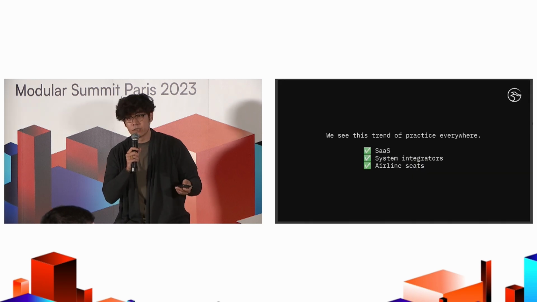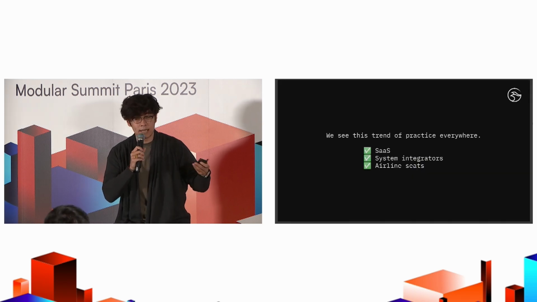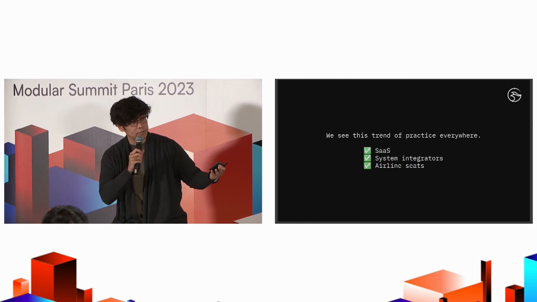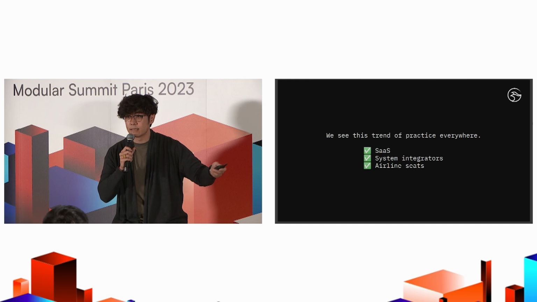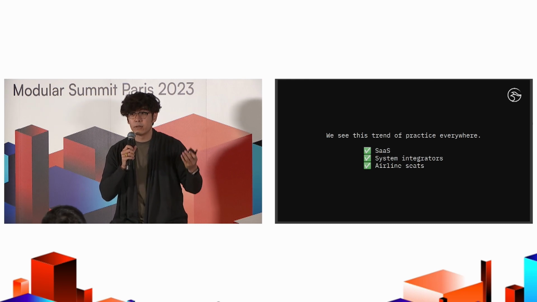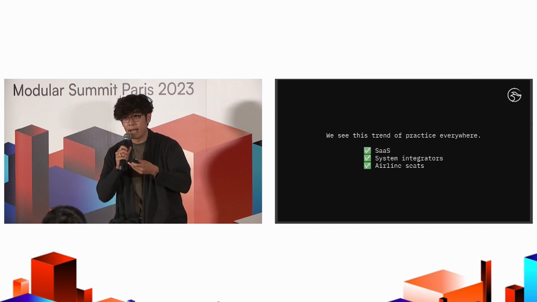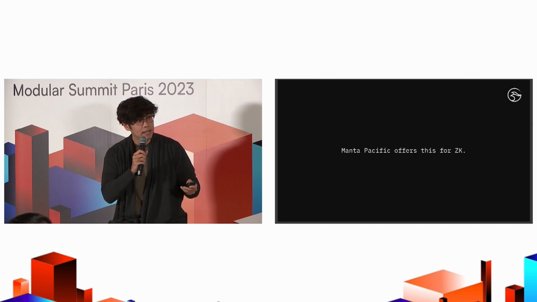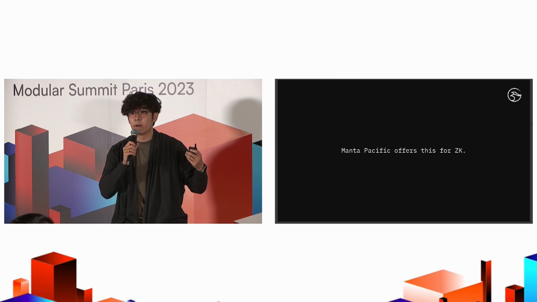And it's the same in many industries, right? So in technology, you've got software as a service, system integrators that bring together pieces from all over the place, and then even airline seats. So Airbus, for example, they don't build their own airline seats. They just buy manufactured airline seats and stick them into planes. And so that's exactly what we're doing using zero knowledge.